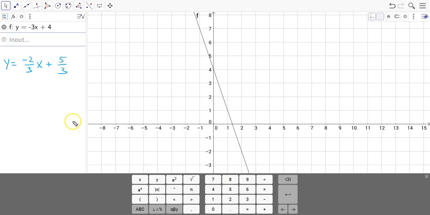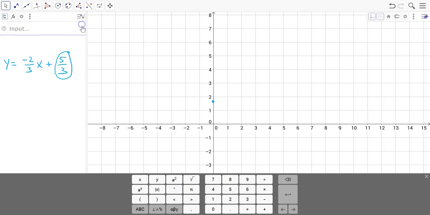So let's sketch that by hand. Now for the y-intercept, 5/3, that's 1.67. Check that out on a calculator if you like. 1.67 is approximately right here on the y-axis, so that's a point on the graph. Let's also delete this old graph that we have here. Now our slope is negative 2/3. So remember, this is going to be our rise divided by our run.